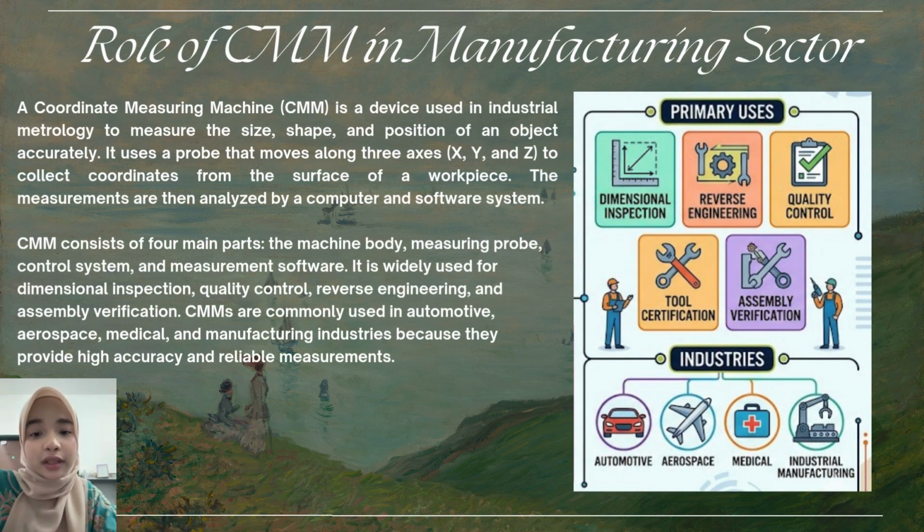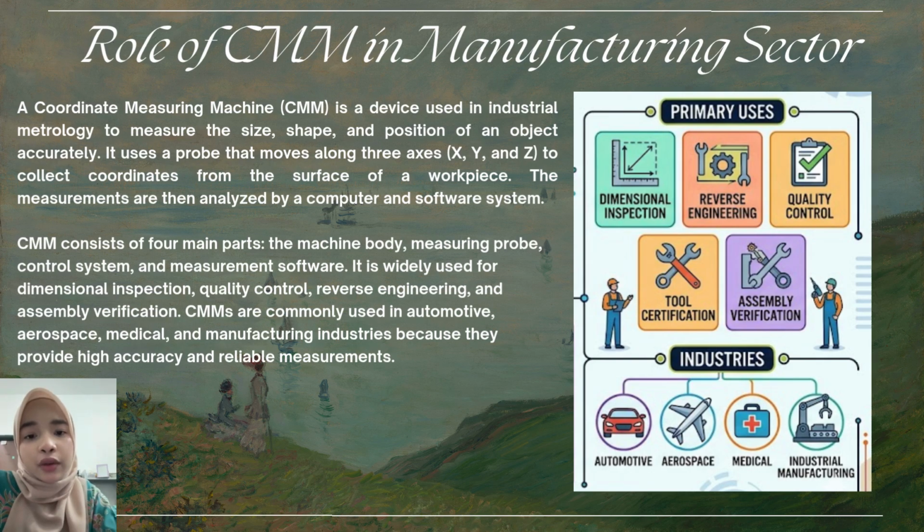Assalamualaikum, my name is Nur Atiqah binti Shahrul Anwar, matrix number DB240136. So here I want to continue about the role of CMM in industry. A CMM in industry is a device used in industrial metrology that measures the size, shape and position of an object accurately. It uses a probe that moves along 3 axes, X, Y and Z, to collect coordinates from the surface of the workpiece. The measurements are then analyzed by a computer and software system.